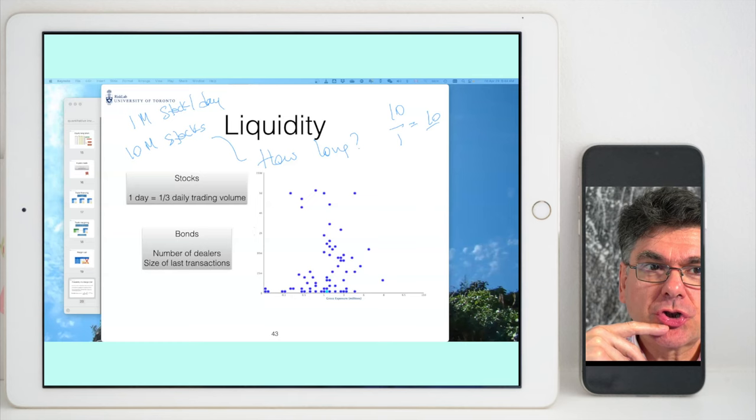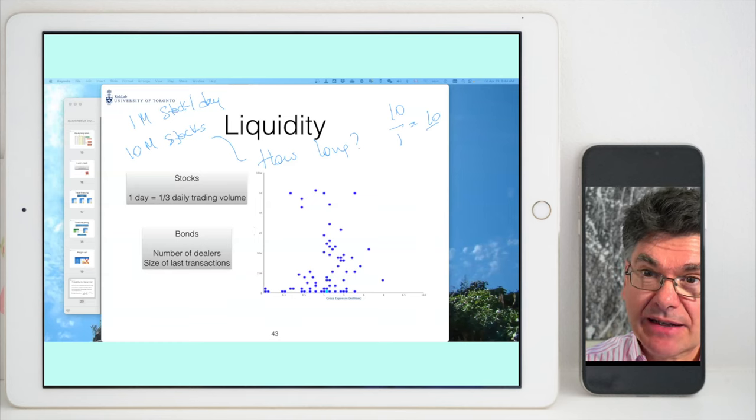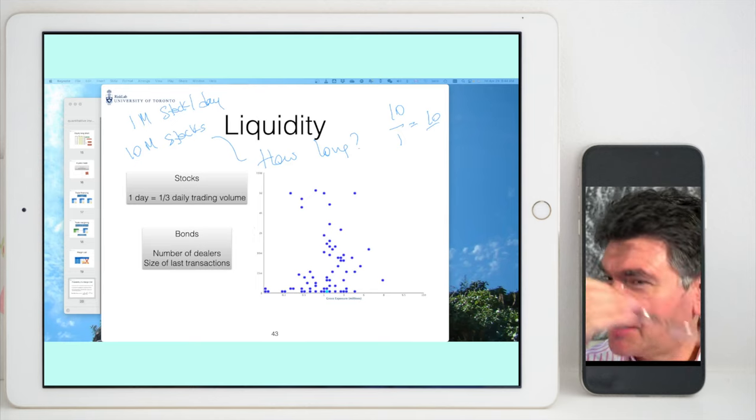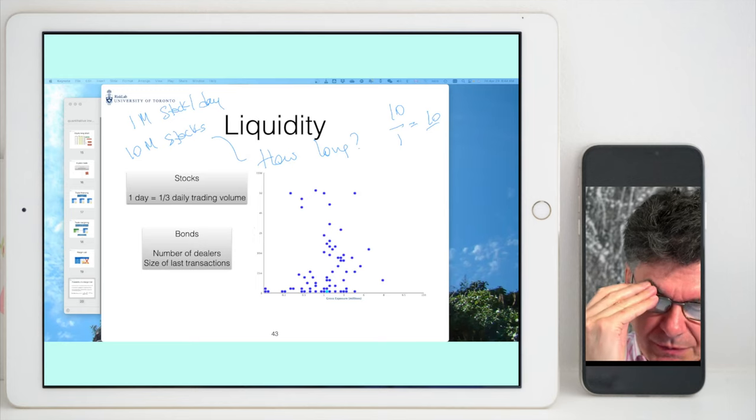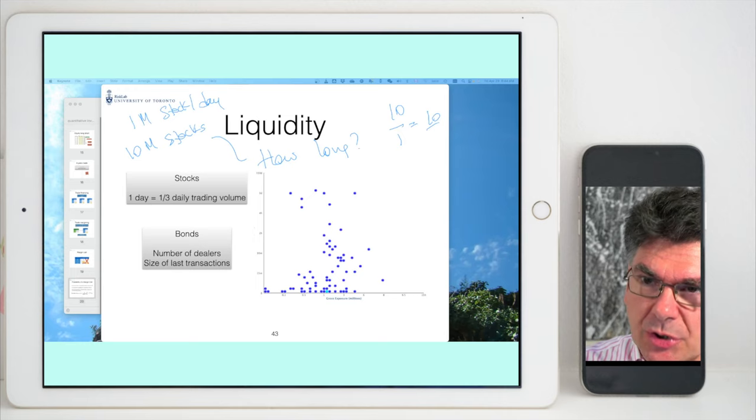Because your trade is so big that it actually affects the market volume. Okay? So liquidity is very difficult to understand. It's very difficult to understand. But there's some parameters that people work with.